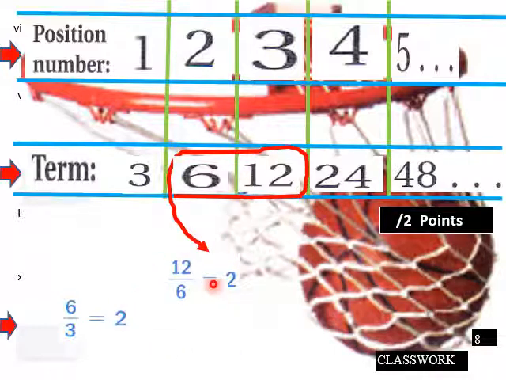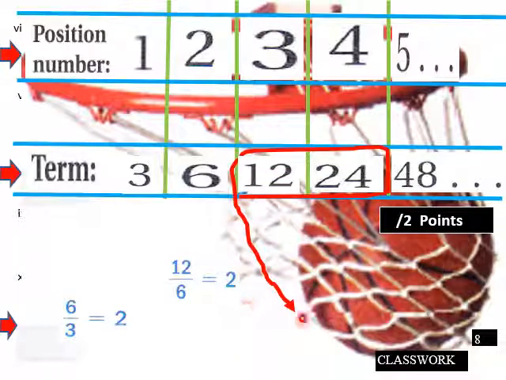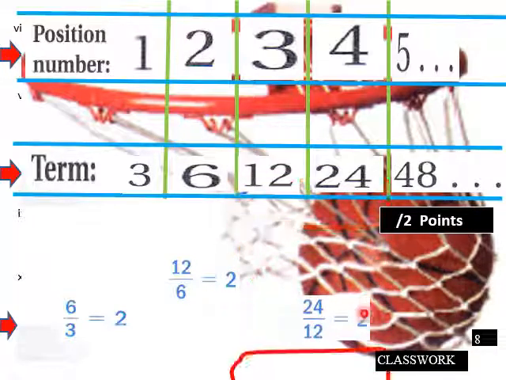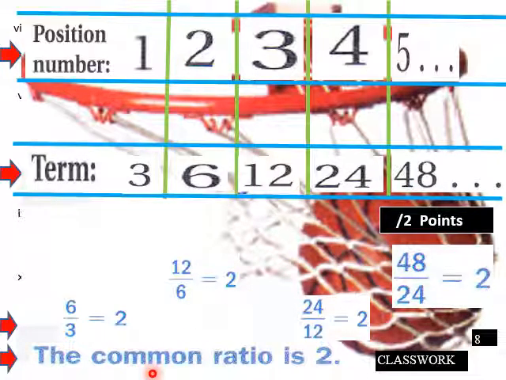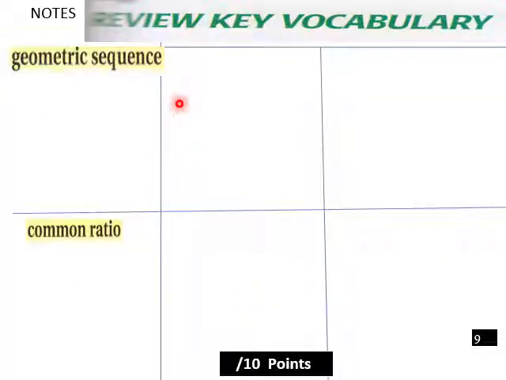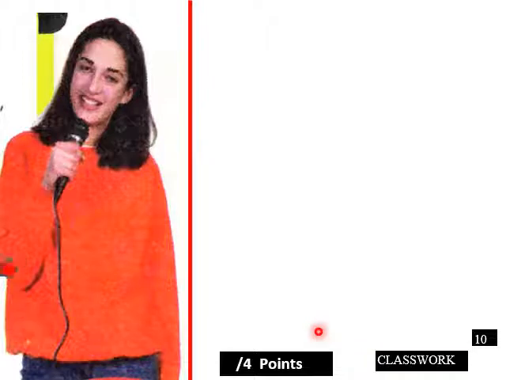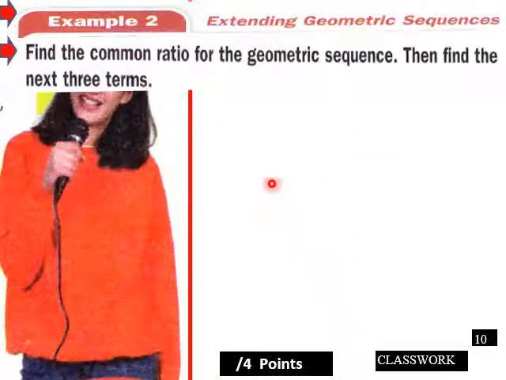Then 12 over 6 is 2. Here our ratio is 2. And then 24 over 12, our ratio is 2. And then 48 over 24, our ratio is 2. So what we have here is a common ratio of 2. We have a geometric sequence with a common ratio of 2. Okay, geometric sequence. In your own words, students, define geometric sequence and define common ratio. That goes in your notebook. I'll do notebook checks. I'm telling you, I will.